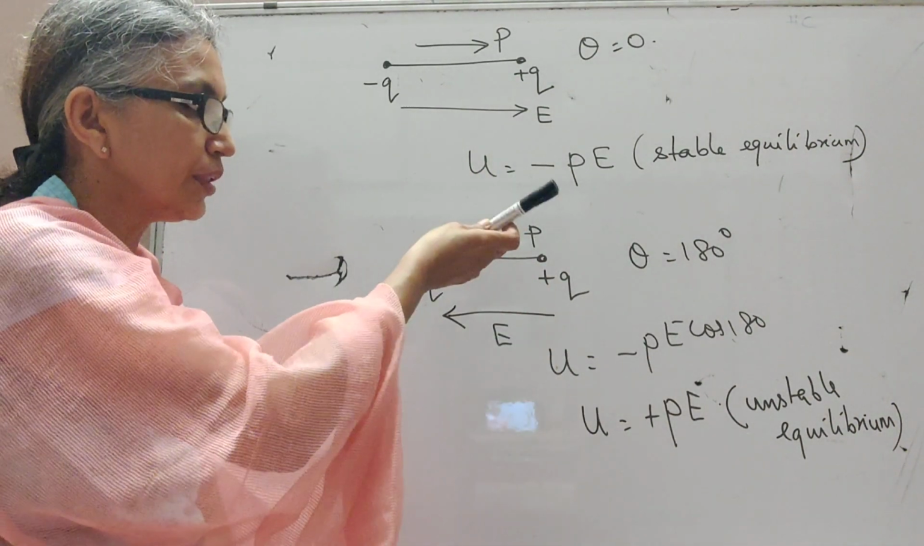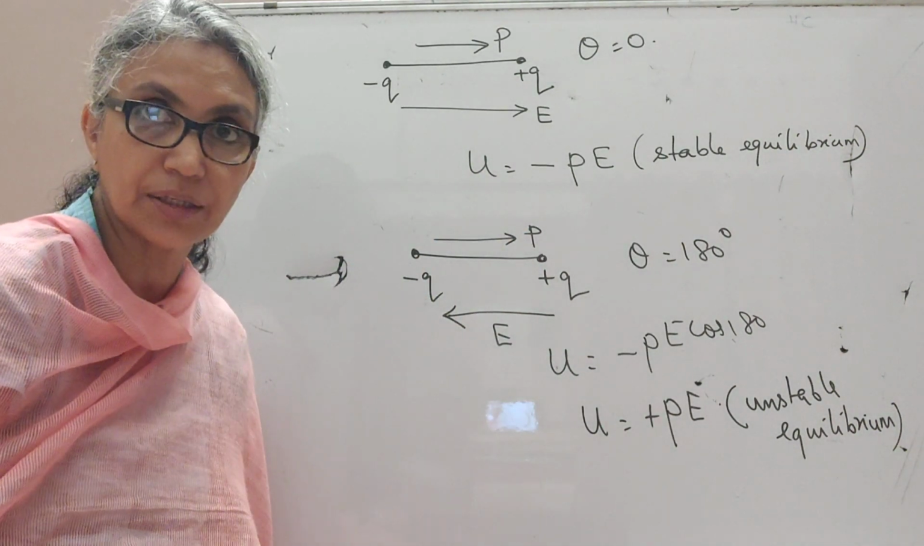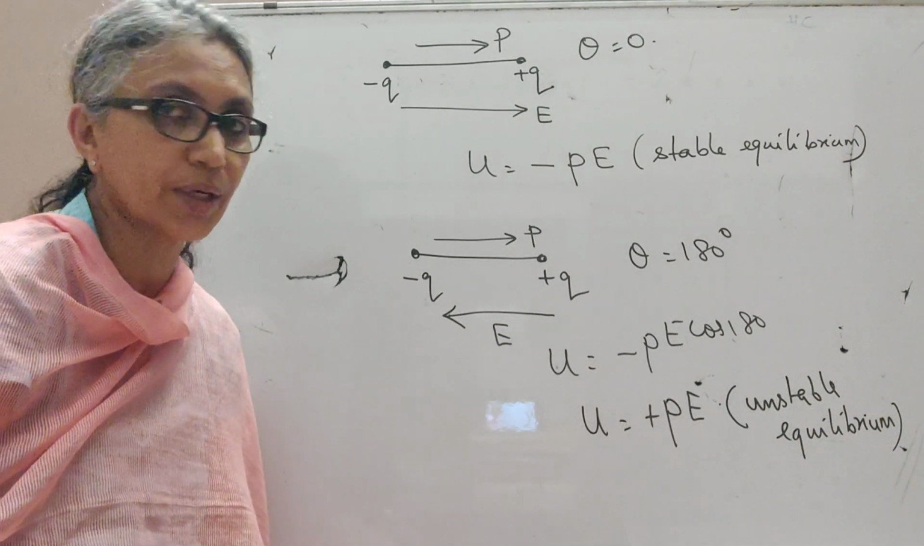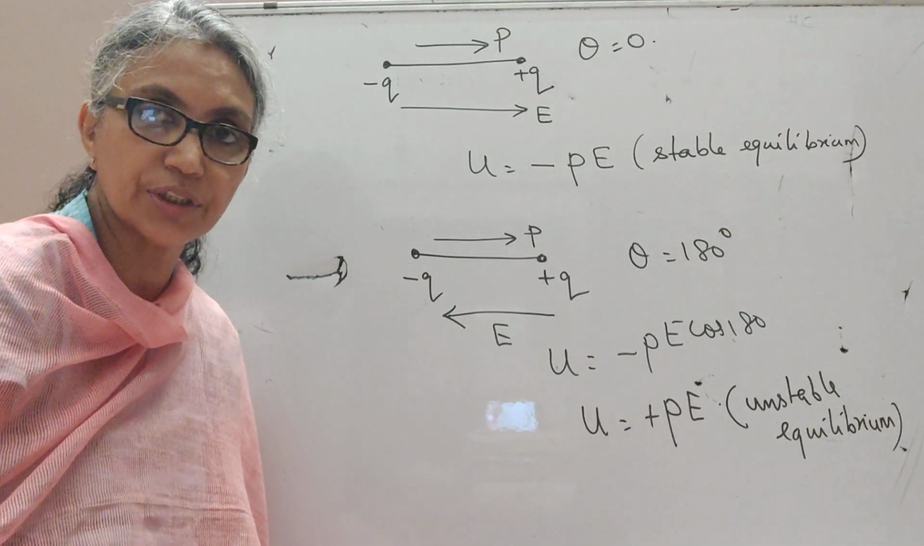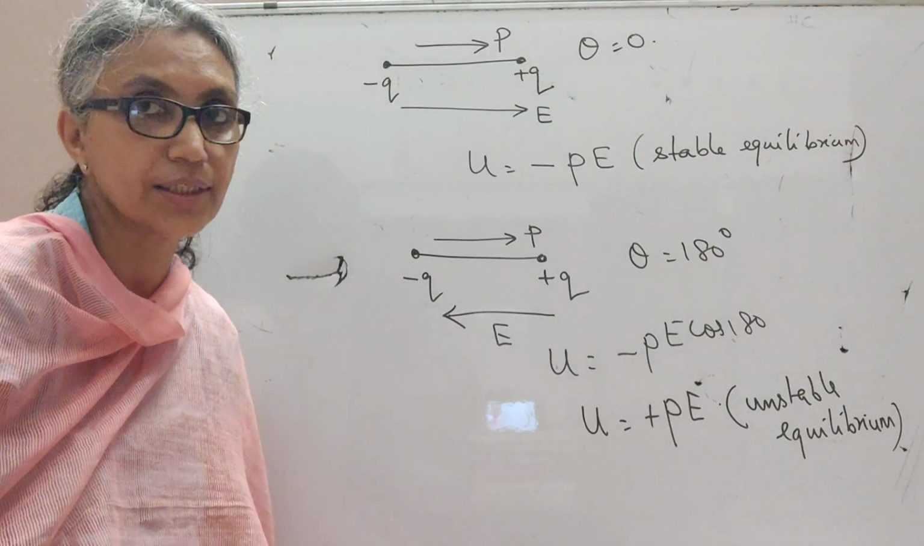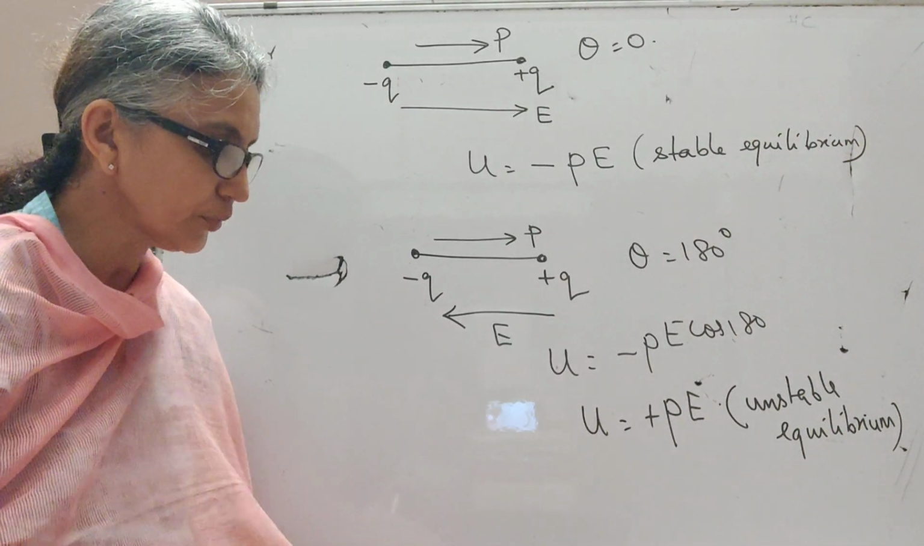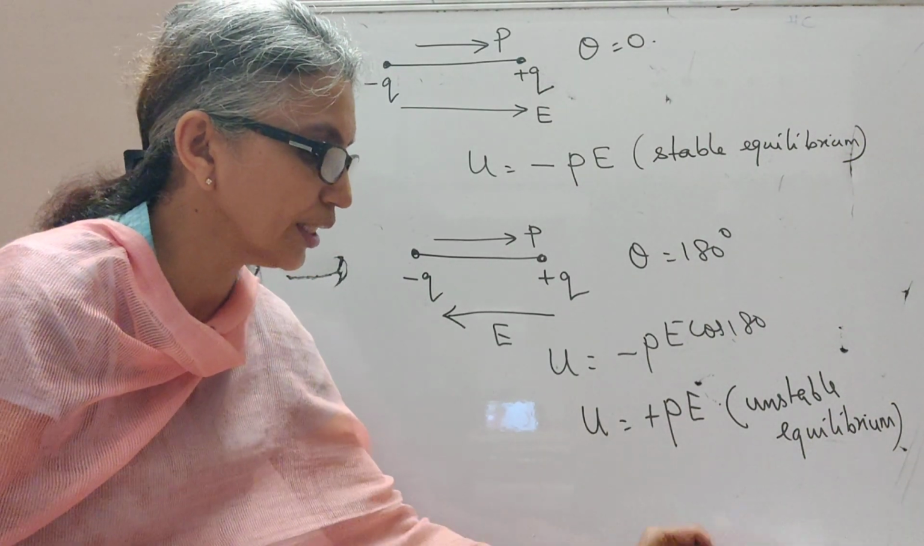If your dipole moment and the electric field are anti-parallel to each other, theta being equal to 180, you have maximum potential energy and your dipole is said to be in unstable equilibrium. So now we go on to the next one.